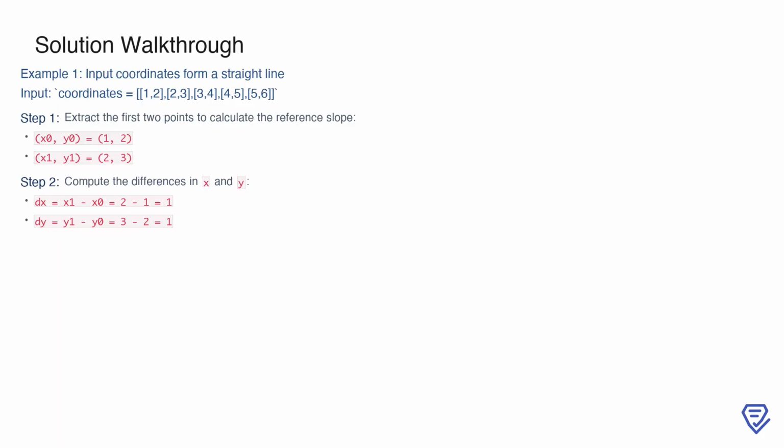To determine if the given points lie on a straight line, we start by extracting the first 2 points. Here, the coordinates are 1, 2, and 2, 3. These 2 points will serve as our reference to calculate the slope of the line. The slope is based on the differences in their x and y values. So, we compute dx, which is the difference in x-coordinates, as 2 minus 1, giving us 1. Similarly, dy, the difference in y-coordinates, is 3 minus 2, which is also 1. This gives us the reference slope, which we will now use to check the alignment of the remaining points.